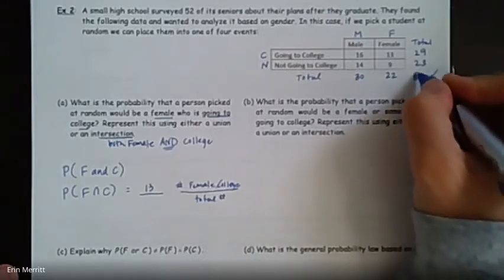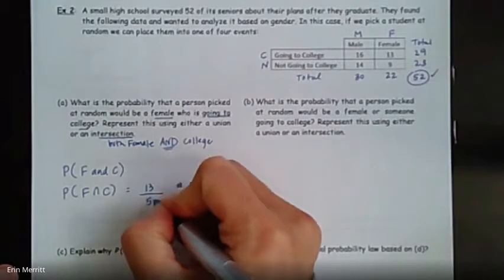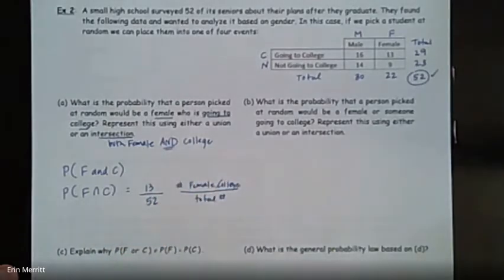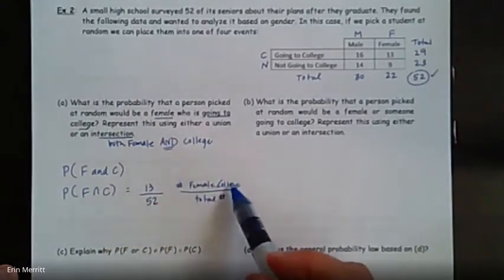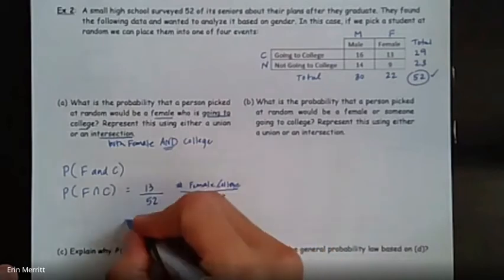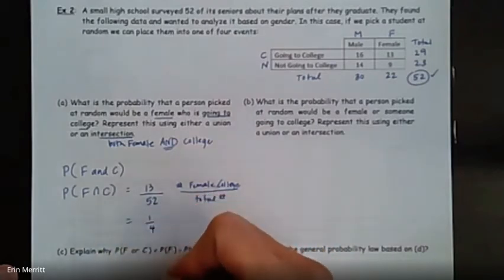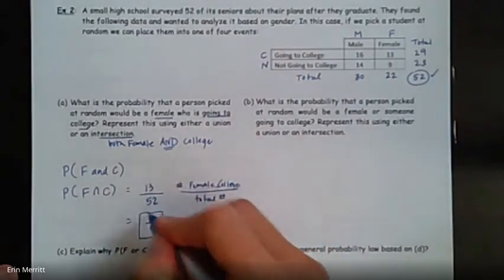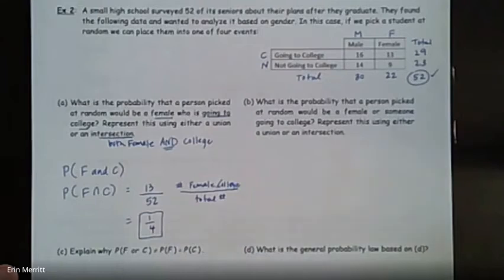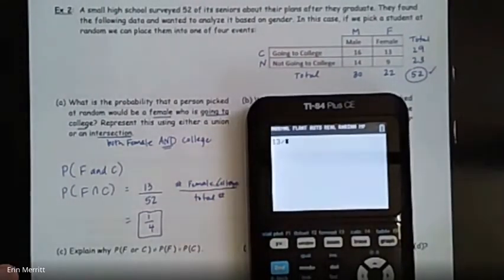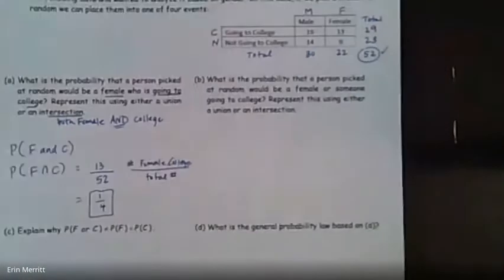All right, so 52 is the total that we need. So that's the probability that I pick somebody who's female going to college out of that whole group. And if I divide 13 out of 52, that actually comes down to 1/4. Don't forget about the fact that you can just divide on your calculator. So 13 over 52, and then math frac that baby, and it'll bring it down to 1/4 for you. Okay. All right, let's do a couple other ones.